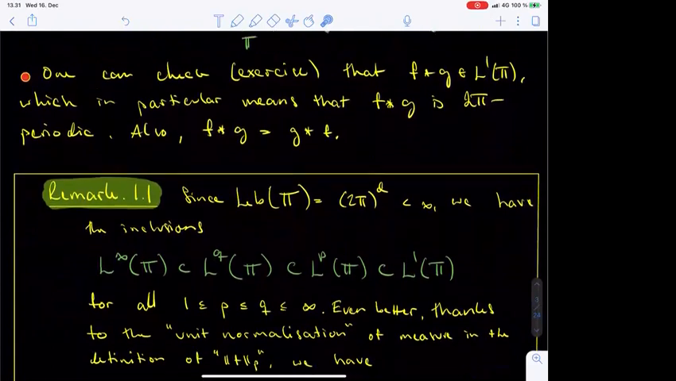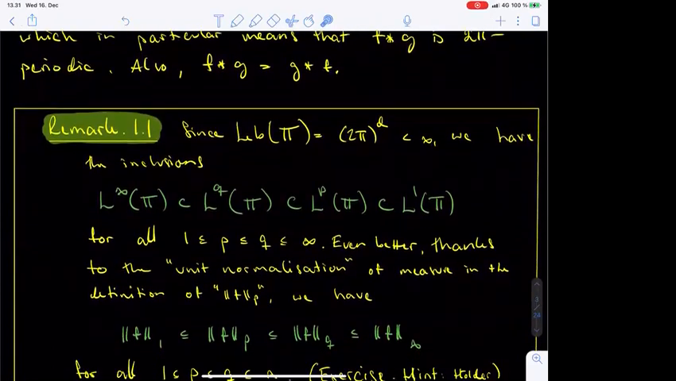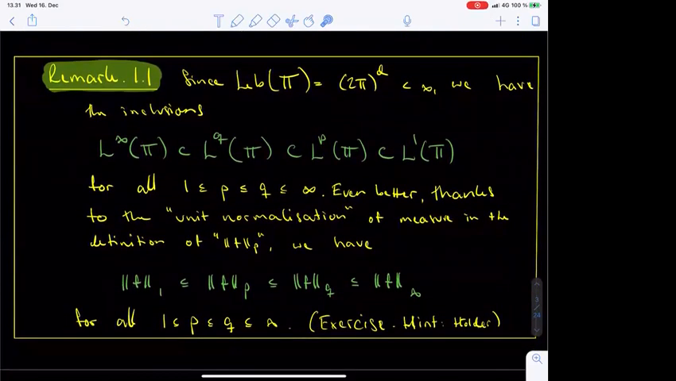Next, we record a property of the Lp(T) spaces, which is definitely not true for the standard Lp(R^d) spaces. Because the Lebesgue measure of the box T is finite, the various Lp(T) spaces are included in each other in the following way. The space L infinity of T is contained in all of the other Lp(T) spaces, and more generally, if p and q are exponents so that q is bigger than p, then Lq of T is contained in Lp of T. In particular, all of the Lp(T) spaces are included in L1 of T.